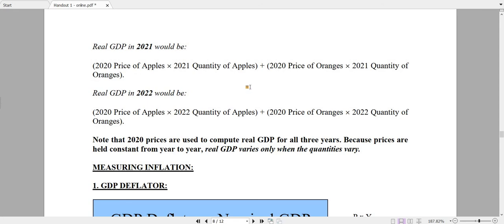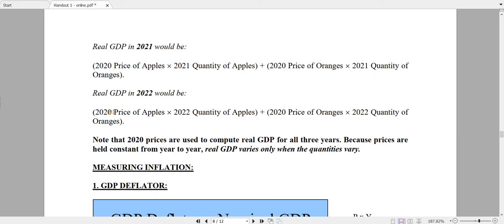So the formula for real GDP modifies as follows. It will be equal to the 2020 price of apples times the current production of apples. Similarly, we're going to add this up with 2020 price of oranges times the current production of oranges.